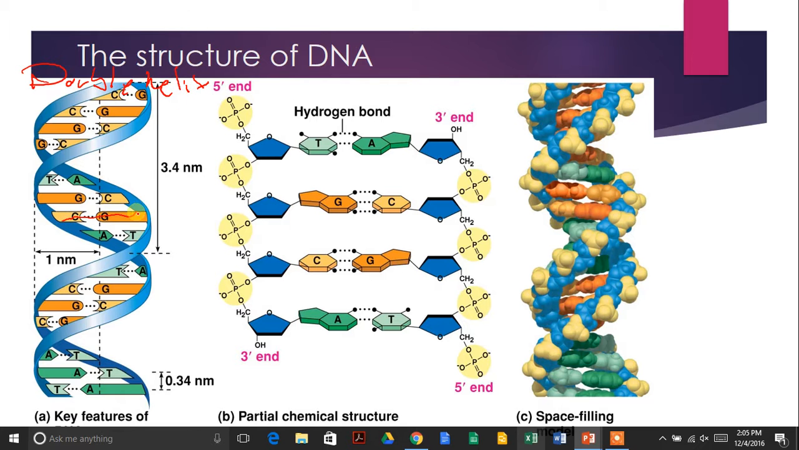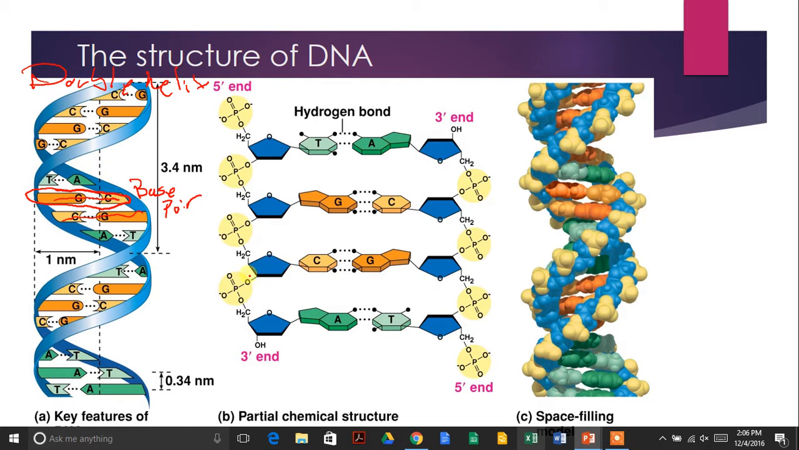There are 11 rungs, or base pairs. These are what we call a base pair. There are 11 of them for every 360-degree turn.